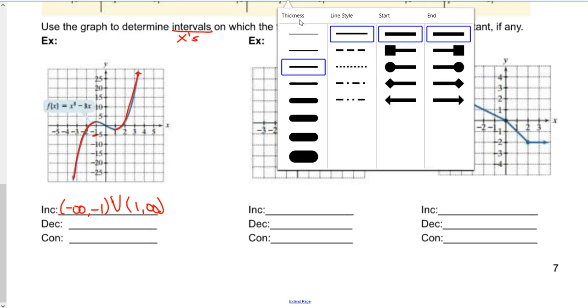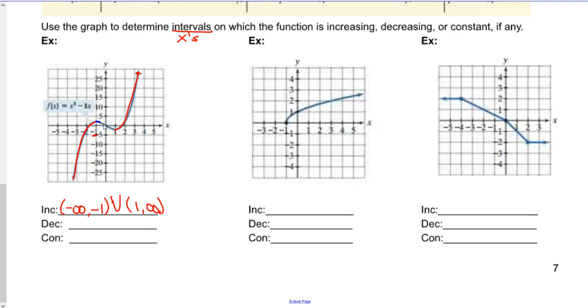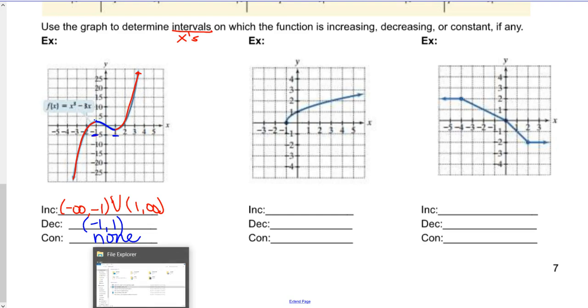Now, the only other place that we have a piece of our function is this piece right here. Well, left to right, it's going down. And what are the x values that it's going down from? Well, it's from negative 1 to positive 1. And again, that's going to be our interval. It looks like an ordered pair, but it is actually an interval. And so we've covered everything on our function. Therefore, there is not anywhere where we are constant. So this was a strictly increasing and decreasing function.